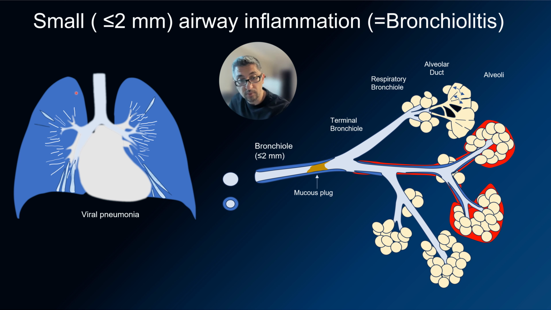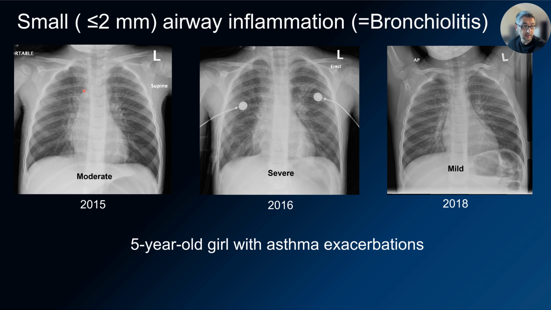Here you can see an example of bronchiolitis in a 5-year-old girl with asthma. The patient presents with asthma exacerbations at different years, and she didn't have viral infection. So what we see is hyperinflation and perihilar peribronchial thickening and perihilar interstitial opacities, and some streaky opacities that may be subsegmental atelectasis. And this is moderate, more severe, and mild at this time.